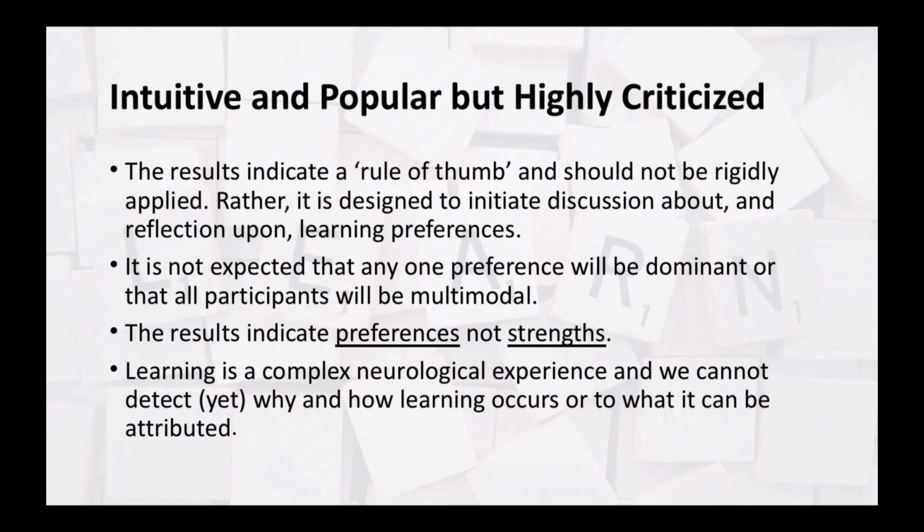The VARK site includes such statements as, the results indicate a rule of thumb and should not be rigidly applied. Rather, it is designed to initiate discussion about and reflection upon learning preferences. It is not expected that any one preference will be dominant, or that all participants will be multimodal. Results indicate preferences, not strengths. This supports the empirical findings that while learners do seem to have a preferred modality, that preference does not strongly correlate with performance or effectiveness measures. They also concede that learning is a complex neurological experience, and we cannot detect yet why and how learning occurs, or to what it can be attributed.